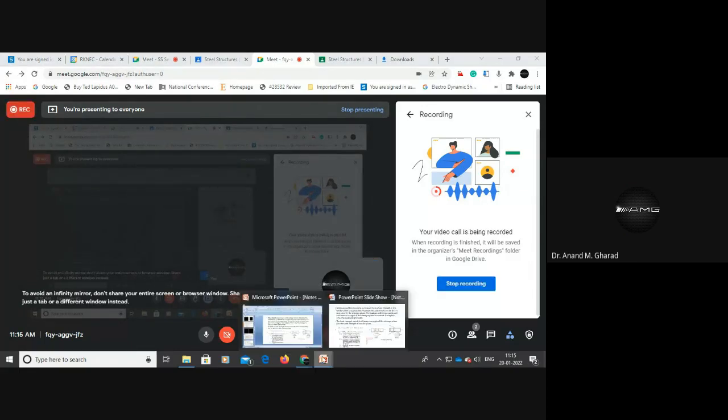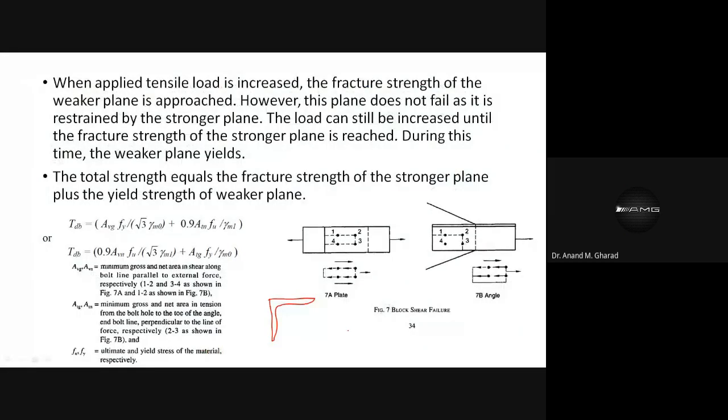Yeah, now it's okay. ठीक है. So for an angle section, wait. Yes.